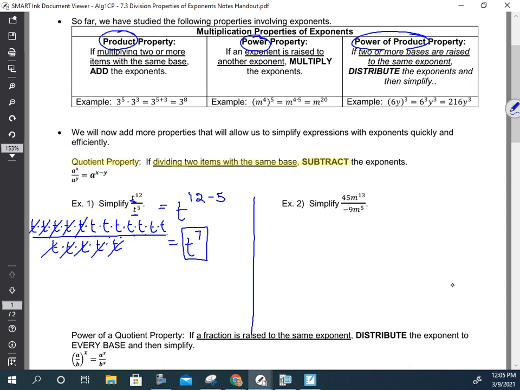Example 2. Okay, we put numbers in front of it. So we don't subtract the numbers. We divide them the way we normally do. So 45 you would still divide by -9, and then you still have m to the 13th divided by m to the 5th. So treat it like two separate things. 45 divided by -9 gives you -5.